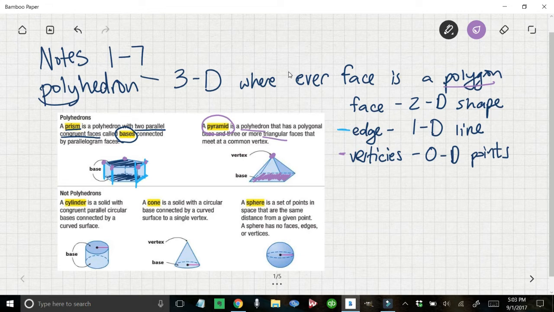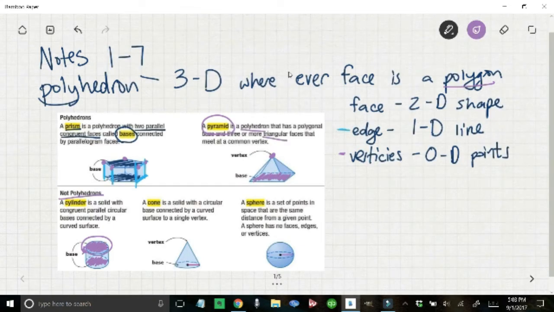Okay. These other 3 shapes are not polyhedrons because not every face is a polygon. Like in a cylinder, this face here, or this part here, is a circle, and a circle is not a polygon. So a cylinder would have 2 circular bases, and then it would be connected together by this curved surface that we would see around here.